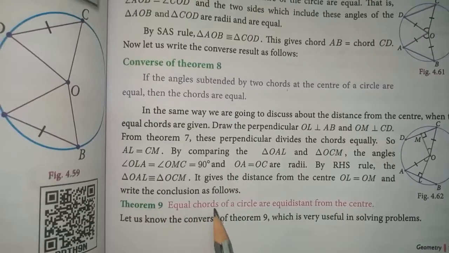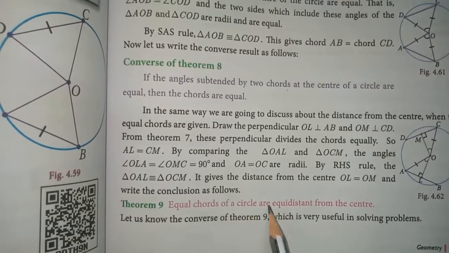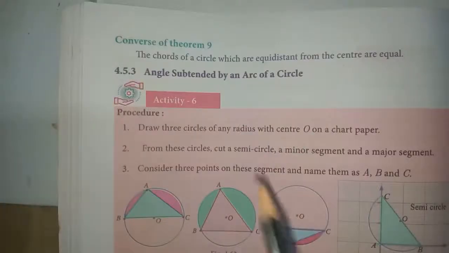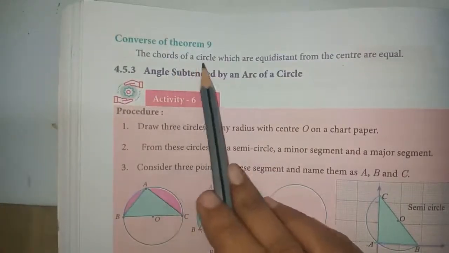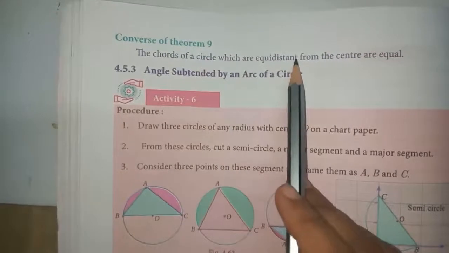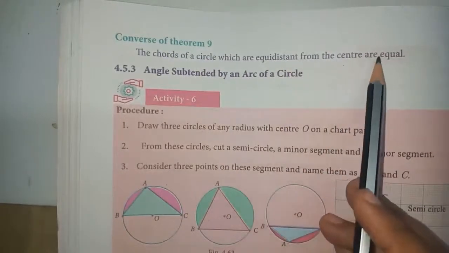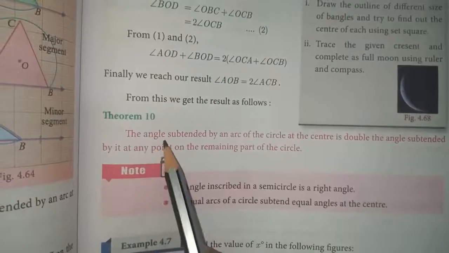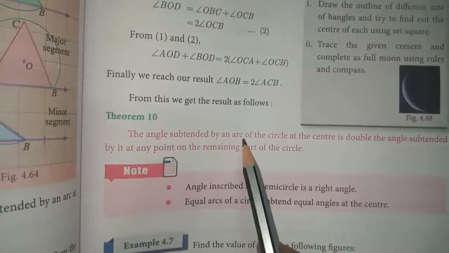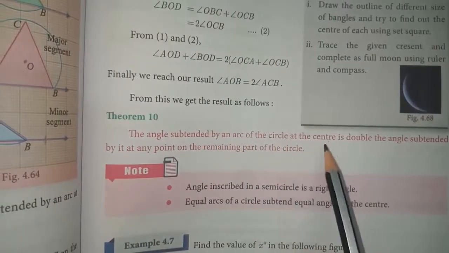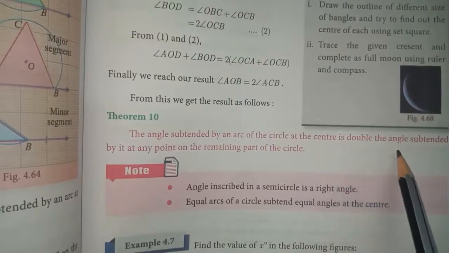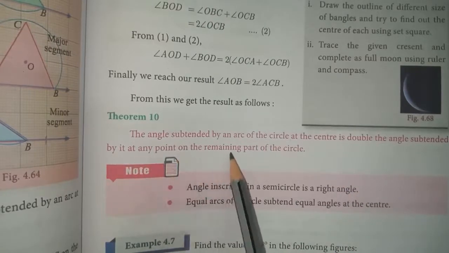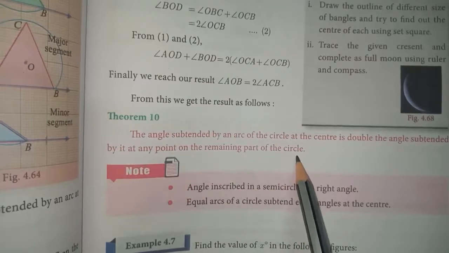Theorem 9, equal chords of a circle are equidistant from the center. Converse of theorem 9, the chords of a circle which are equidistant from the center are equal. Theorem number 10, the angle subtended by an arc of the circle at the center is double the angle subtended by it at any point on the remaining part of the circle.